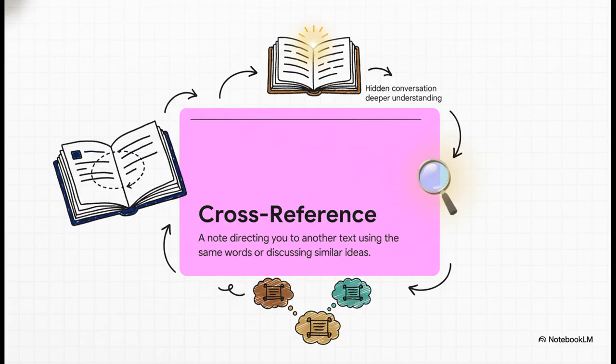So what in the world is a cross-reference? It's really simple. It's just a little note that points you to another part of the text. Think of it like a signpost from the author, basically saying, hey, you see this idea you're reading right now? Yeah? It connects to something way over here. It's a way for the book to explain itself.